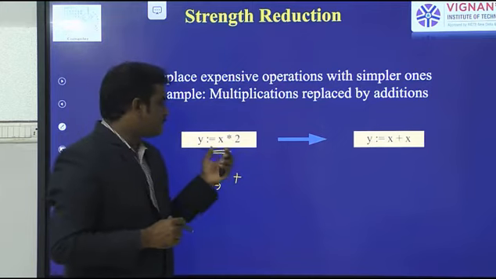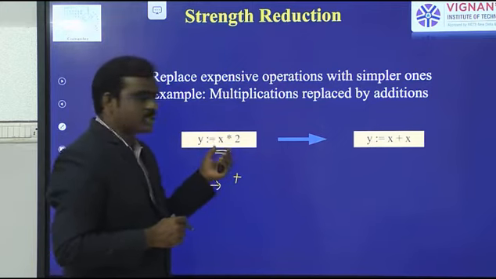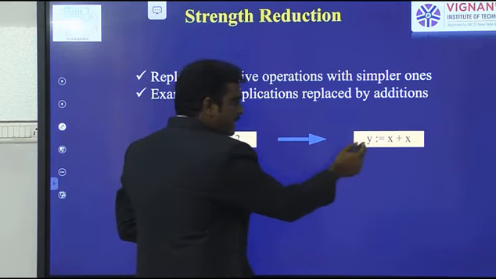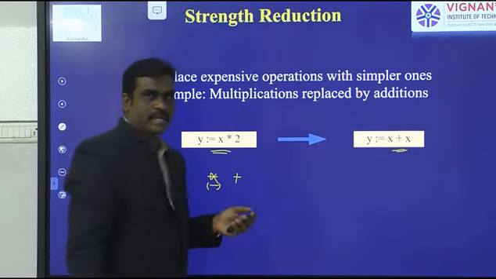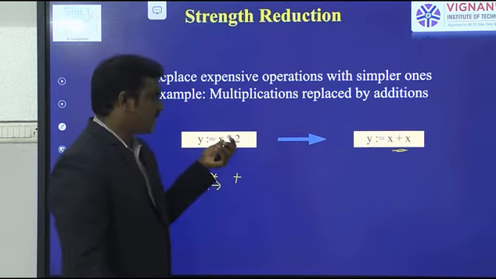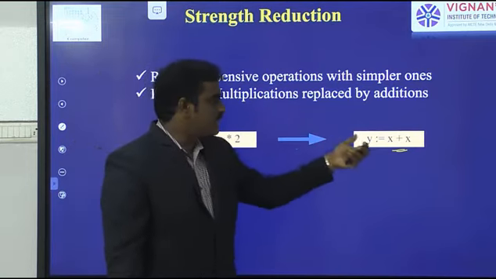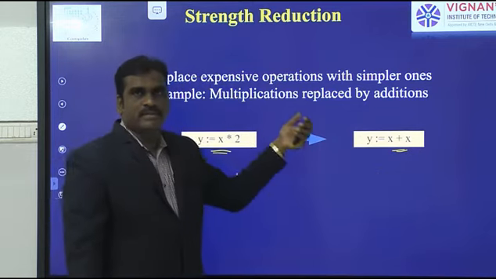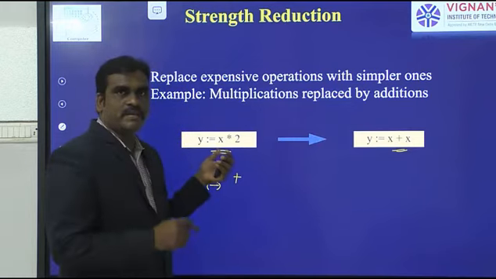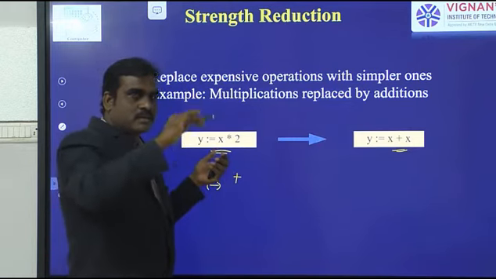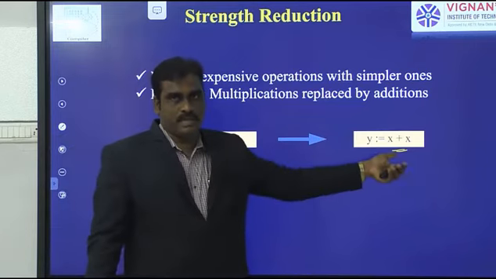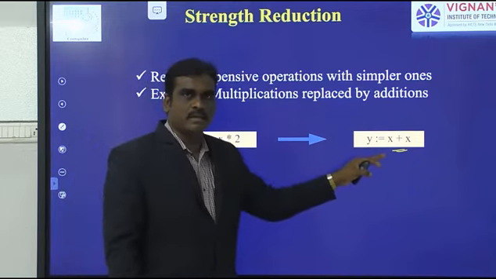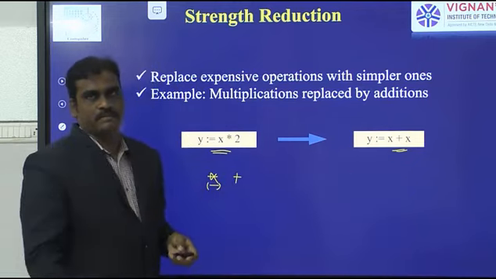Now it is better to replace this multiplication with a cheaper one without changing the actual meaning. So instead of this, you can write y equal to x plus x. The same meaning of the multiplication can be represented by using the plus operator. That means we replace expensive operations with cheaper ones. Star takes more execution time when compared to plus. If the code is written this way, it may be possible to increase the speed.